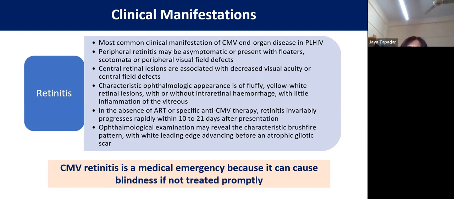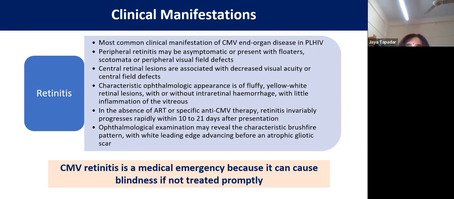Okay, only when it has central lesions will you have decreased visual acuity or field defects. And the only way of diagnosing it is by doing an ophthalmoscopic examination, where you'll find, we'll show you the image later on, the fluffy yellow-white retinal lesions with or without hemorrhage. Okay, so in the absence of ART or specific anti-CMV therapy, the patient's retinitis will invariably progress within 10 to 21 days. So it is an emergency.